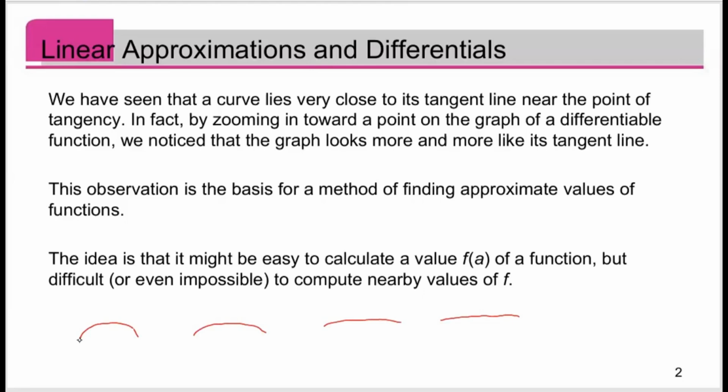The idea is that it might be easy to calculate the value f(a) of a function at a particular point, but difficult or maybe sometimes even impossible to compute nearby values of f. It's easy for you to compute, for example, the value f(a) when a is equal to 2, but when you increase a bit, maybe like 2.1 or 2.05, it's difficult to compute. Then you rely on linear approximation.